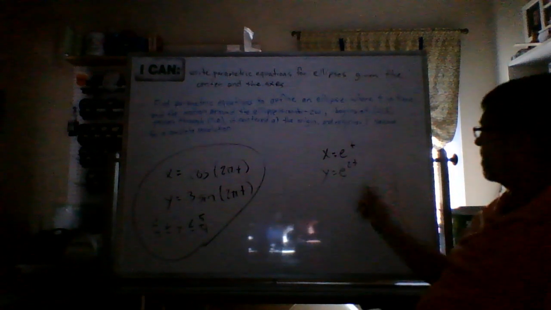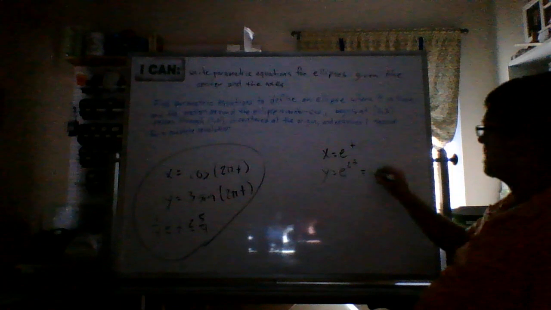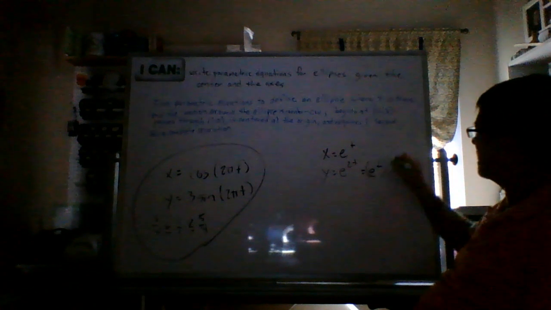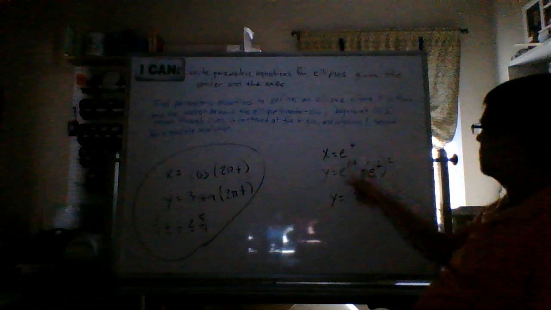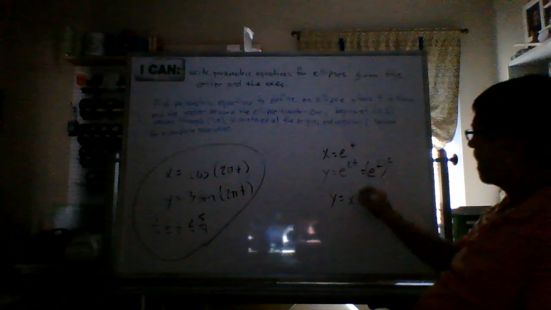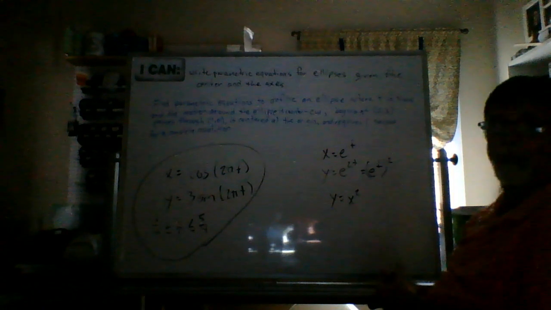It's actually pretty darn easy because e to the 2t is the same thing as e to the t squared, power to a power you multiply. So y is equal to e to the t, which is x, squared. y is x squared, which is clearly a parabola that opens up.